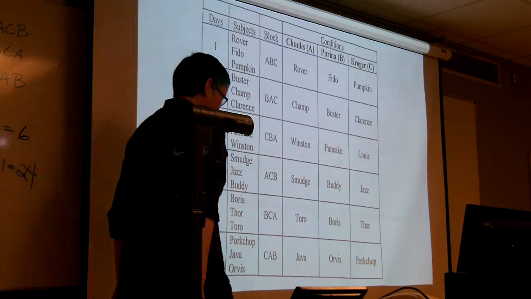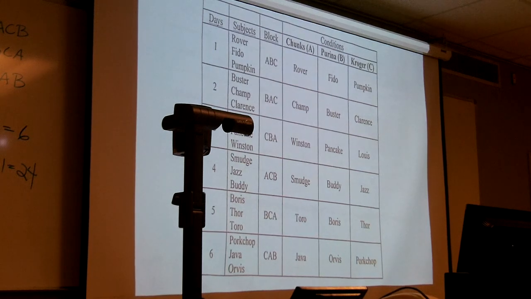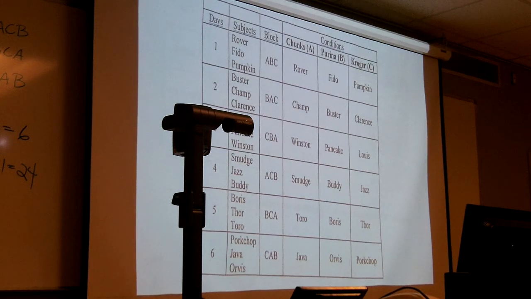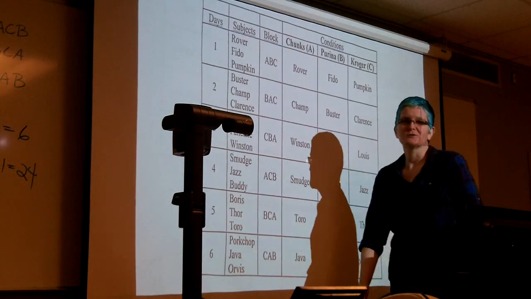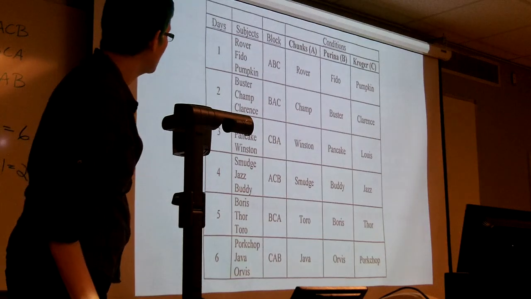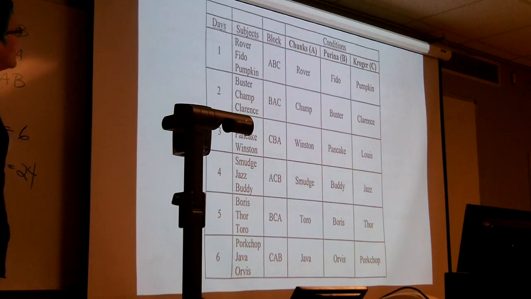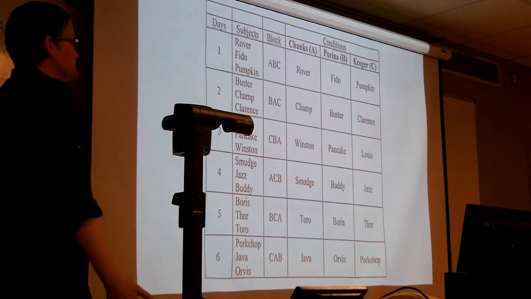On day 1, 3 dogs come into my lab. Rover, Fido, and Pumpkin. Okay. Today's experiment is brought to you by Georgia English Bulldog Rescue. These are all names of dogs that we have rescued in Georgia English Bulldog Rescue. Okay. Thor and Jazz were mine. Jazz was actually not a rescue, he was mine. Thor's mine. Okay, so we have all these wonderful bulldogs.